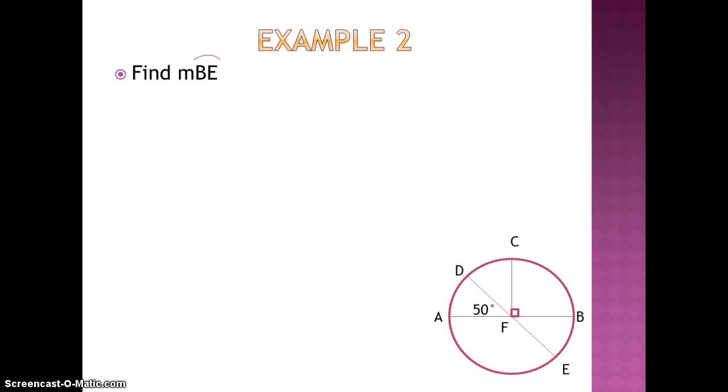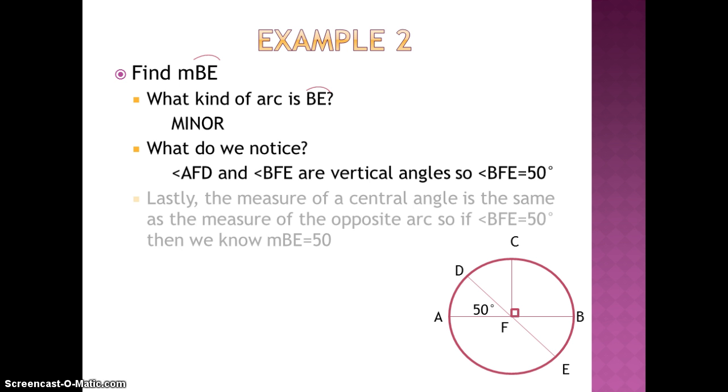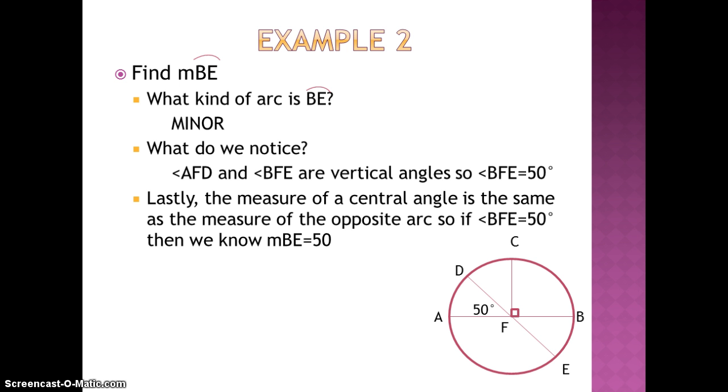Example 2, we're going to find the measure of arc BE. What kind of arc is BE? It's a minor arc. What do we notice? Angle AFD and angle BFE are vertical angles, so angle BFE must equal 50 degrees. And lastly, the measure of a central angle is the same as the measure of the opposite arc. So if the measure of angle BFE equals 50 degrees, then we know that the measure of arc BE equals 50 degrees.